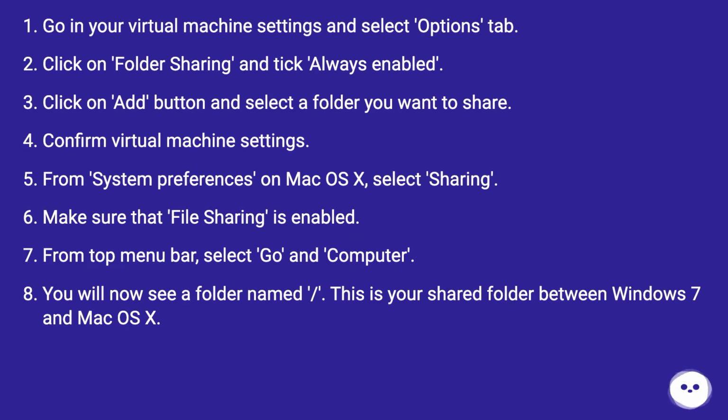Confirm Virtual Machine Settings. From System Preferences on Mac OS X, select Sharing. Make sure that File Sharing is enabled. From top menu bar, select Go and Computer. You will now see a folder named /. This is your shared folder between Windows 7 and Mac OS X.